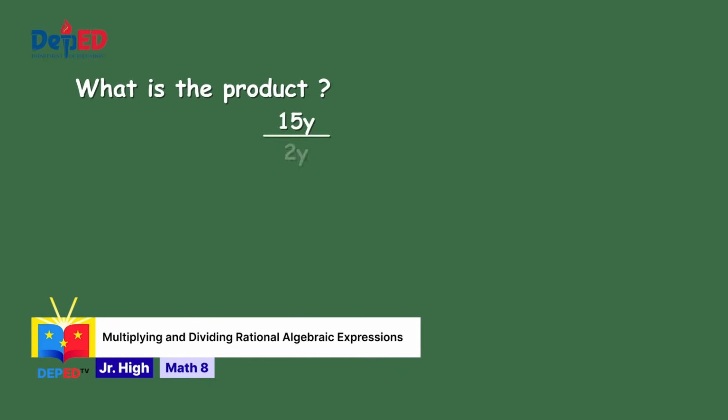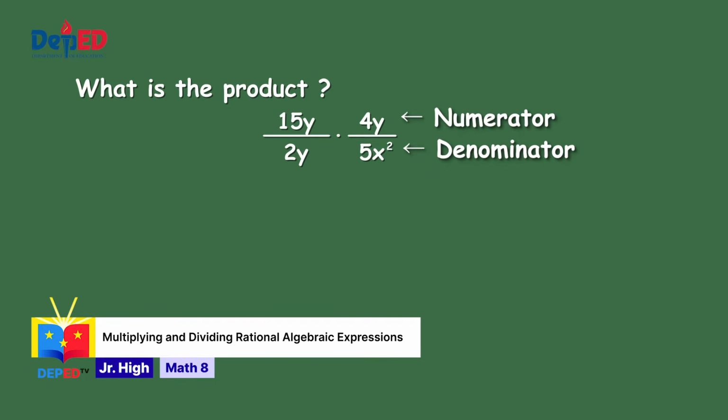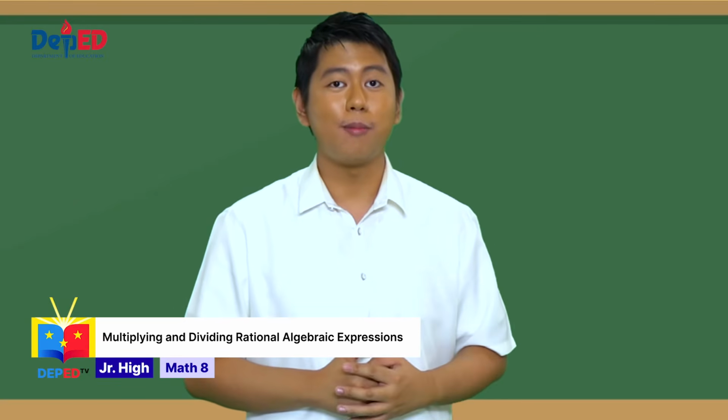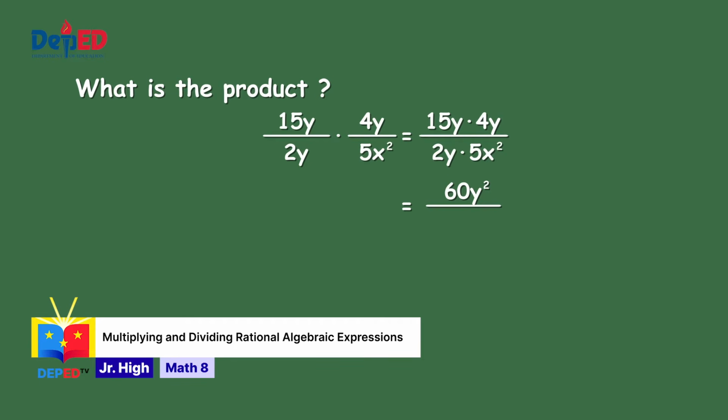What is the product of 15y over 2y times 4y over 5x squared? Again, when multiplying fractions, numerator by numerator, and denominator by the denominator. So what is the product of 15y times 4y? That is 60y squared. How about the product of the denominators? 2y times 5x squared is 10x squared y.